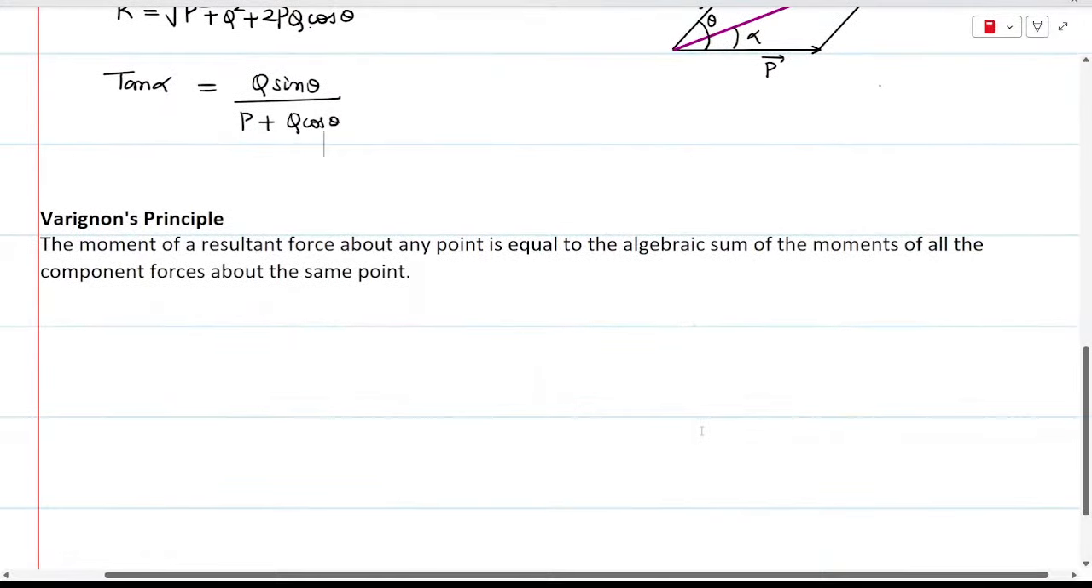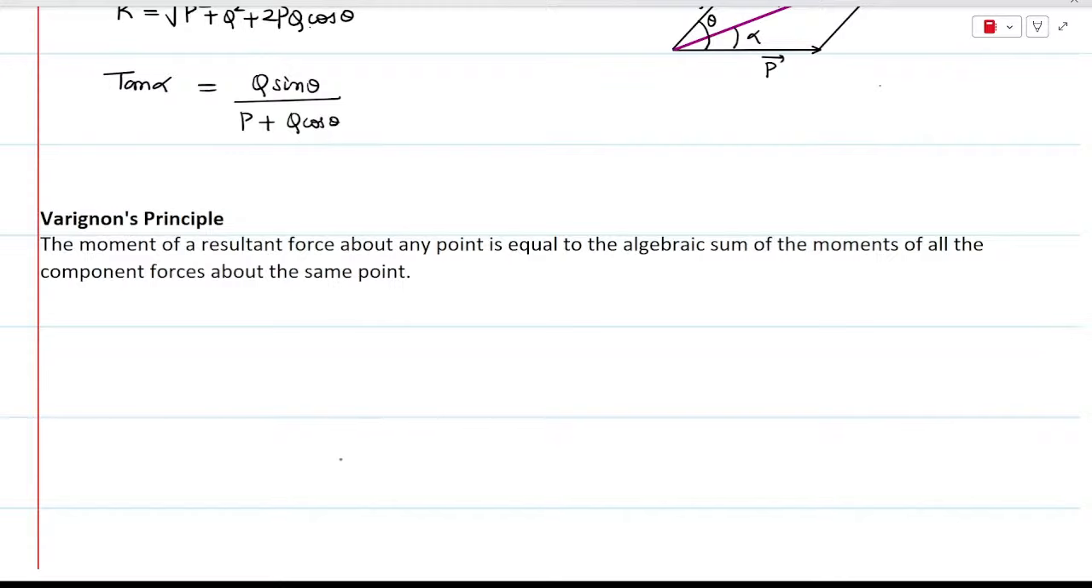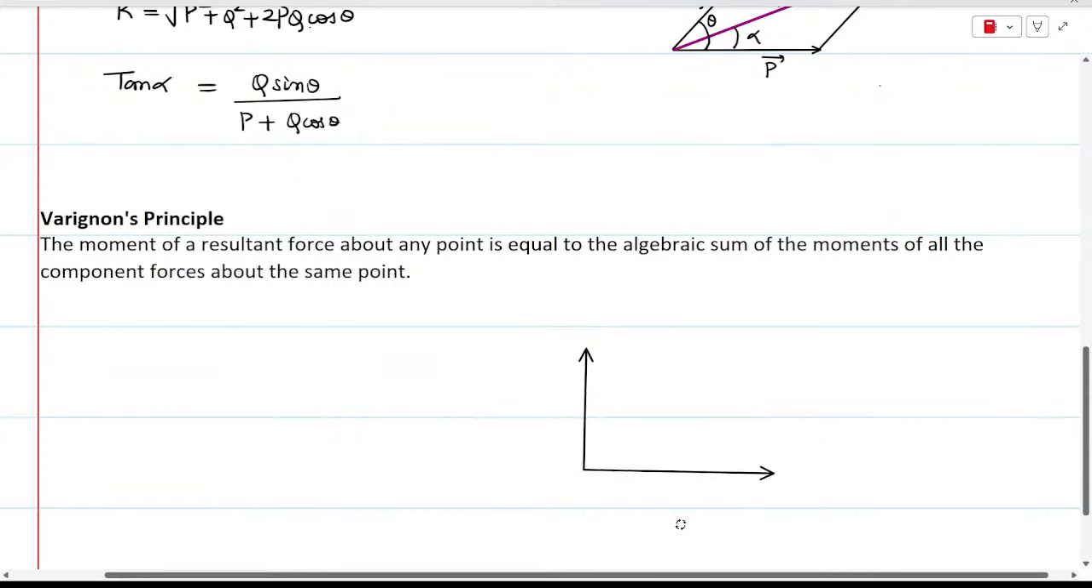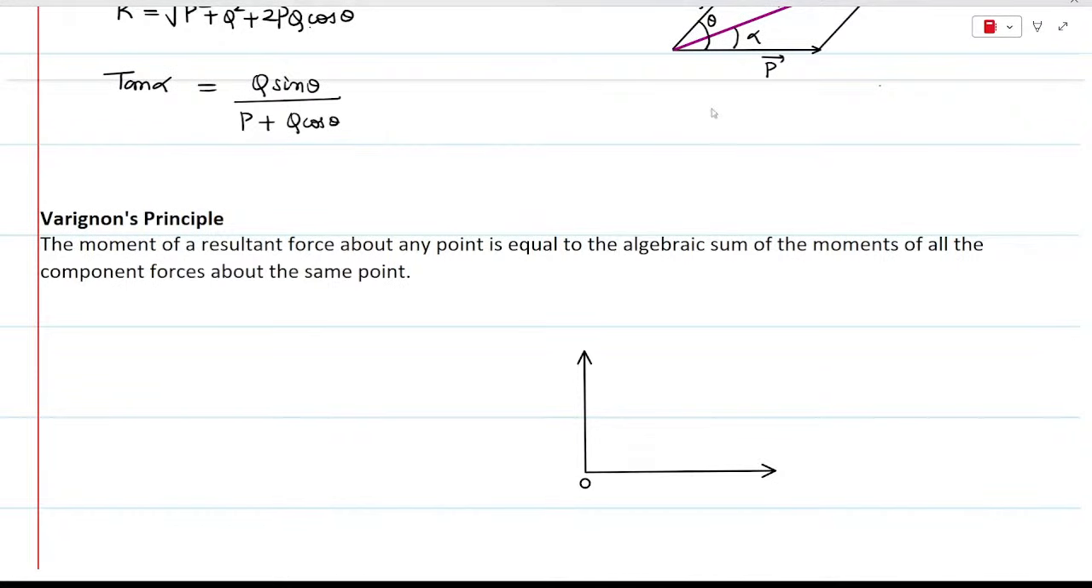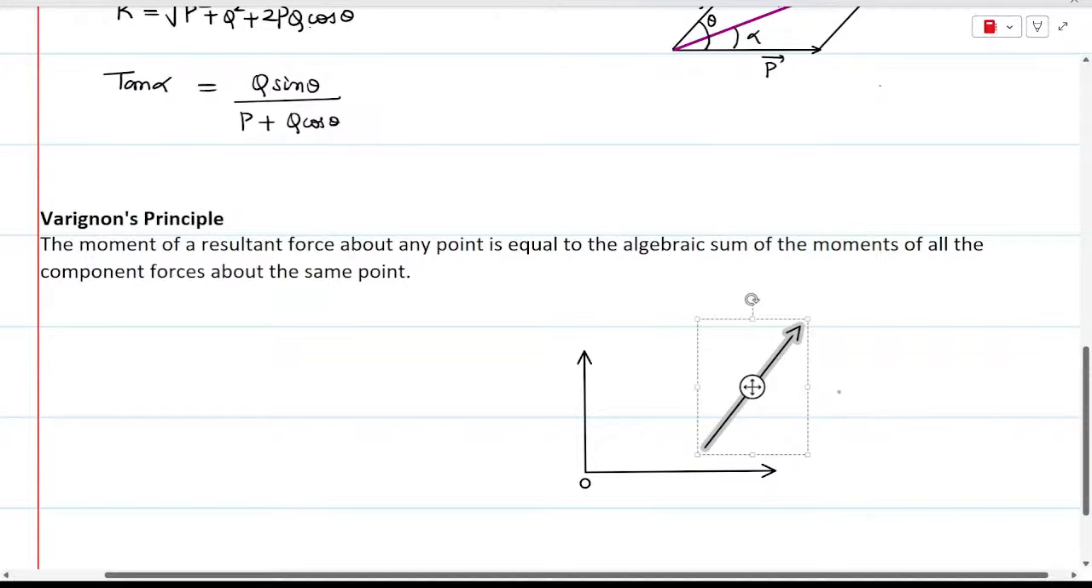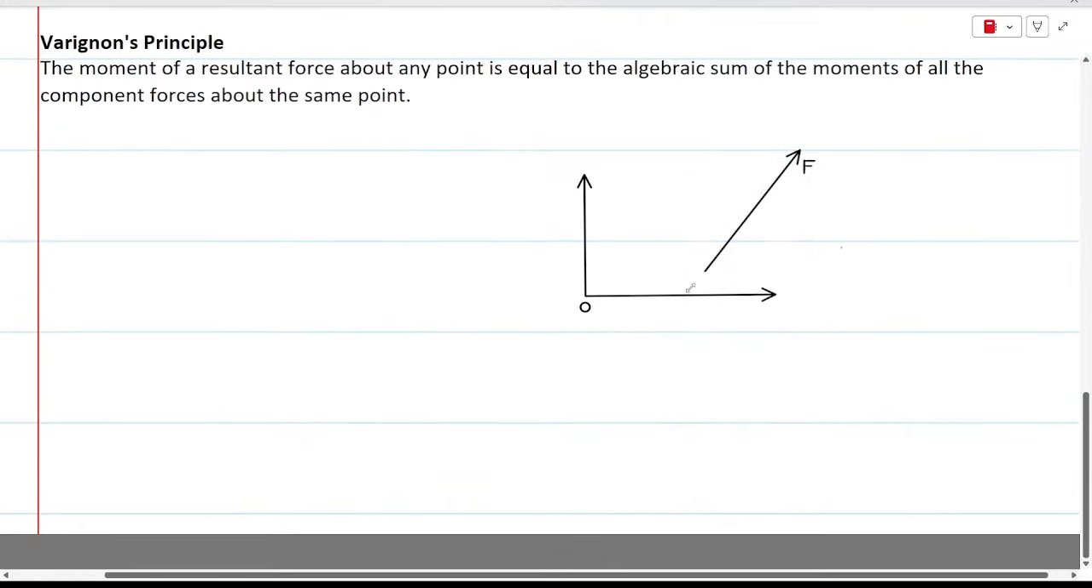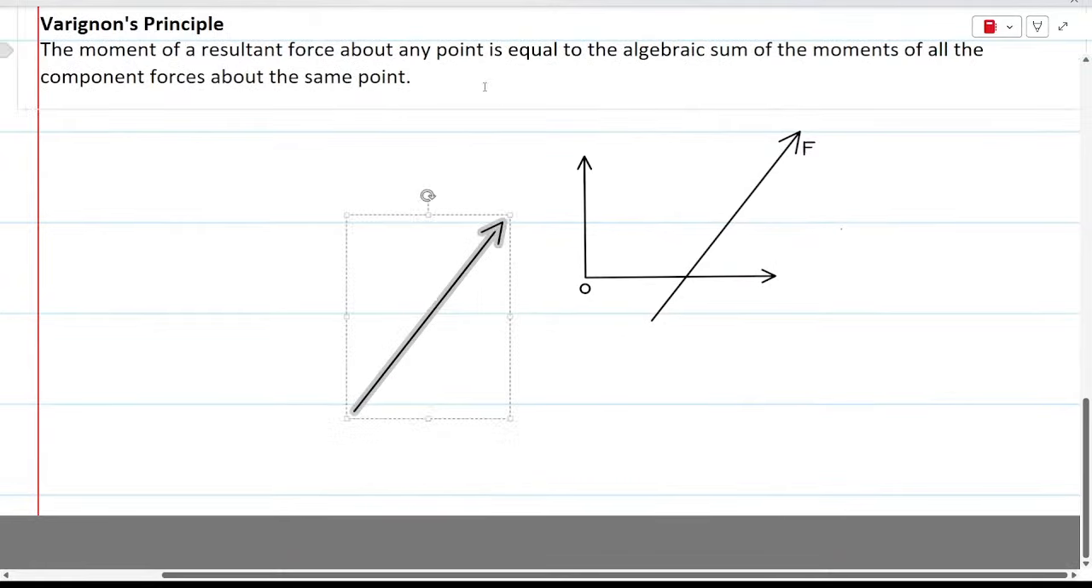The moment of the resultant about any point is equal to the algebraic sum of the moments of all the component forces about the same point. So to explain that statement, let's say this is the coordinate system, and in this coordinate system, let's say this is the point O, that is origin, and there is a force F that is acting in the plane xy. Let's say this is the force F, and let me draw the perpendicular distance of this force from the point O.